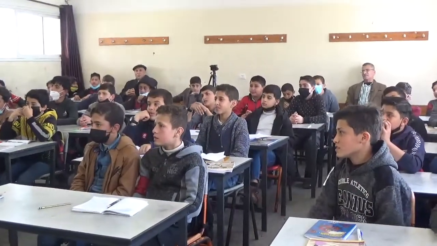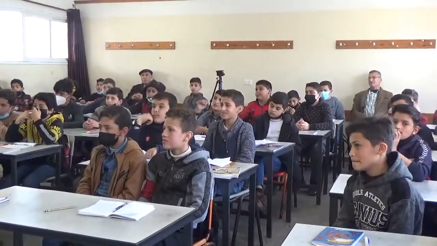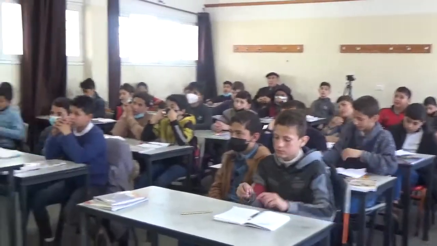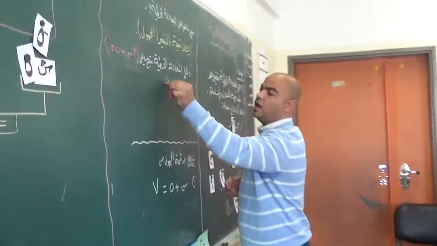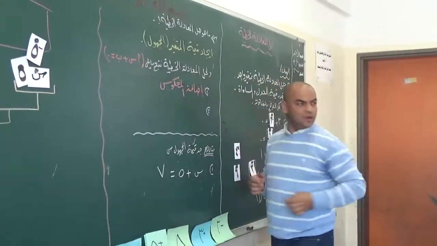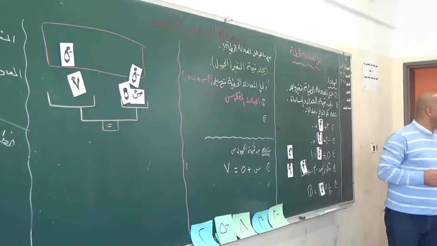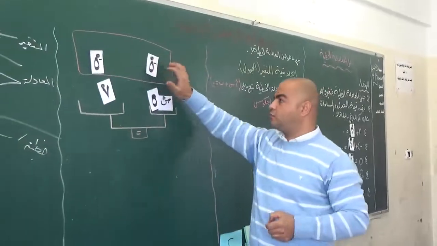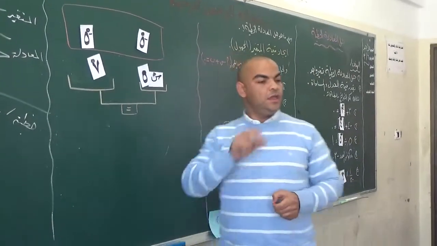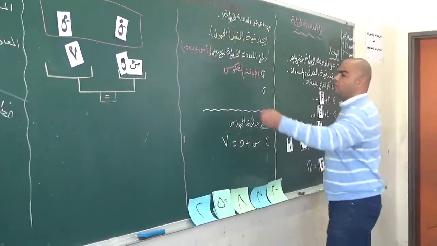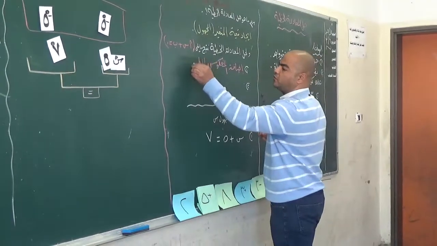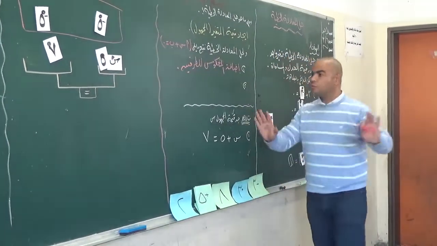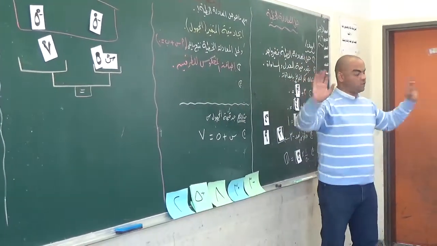What I did is adding the opposite number. So step one is adding the opposite number to the two sides of the equation. Again, step one is adding the opposite number to the two sides of the equation.